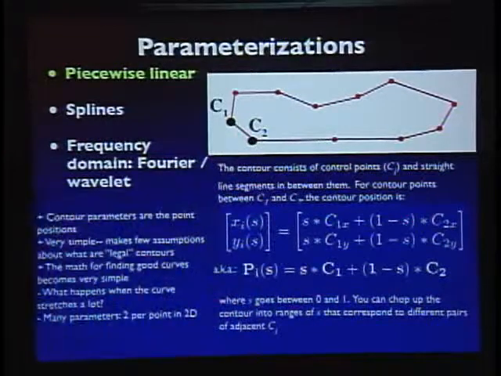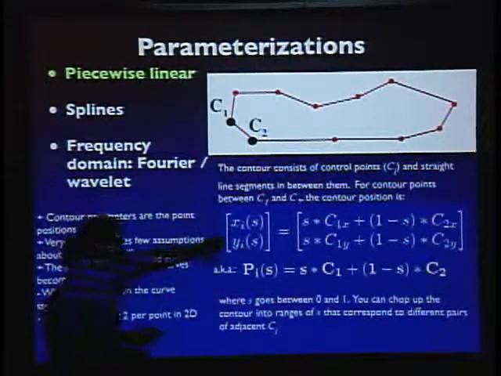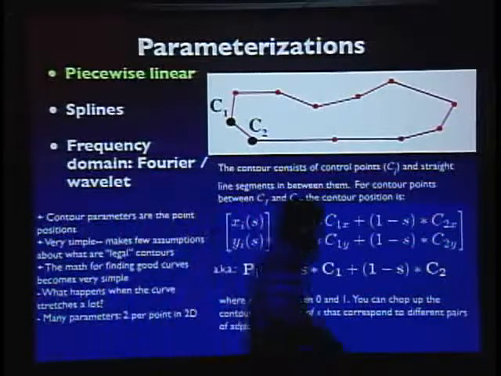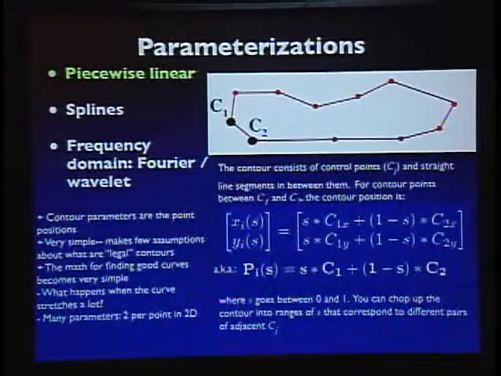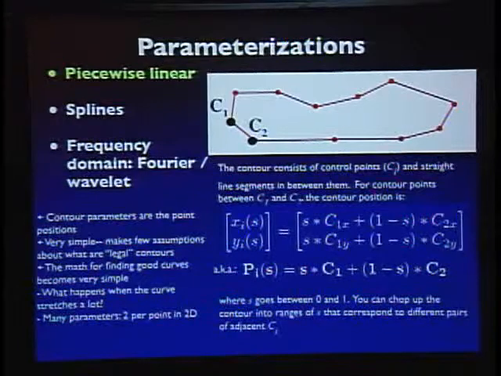So the idea here is that for every pair of these points, and by the way, these are usually referred to as control points, because the points control where the contour is, you are going to have an equation like this. So in order to define the entire contour, if there are n control points, you're going to have n minus 1 of these S parameters, one for every gap in between every pair of adjacent control points. And those parameters will fully define the entire contour.